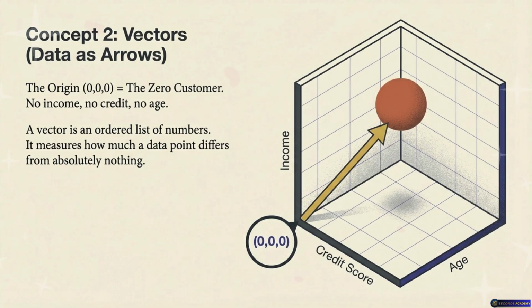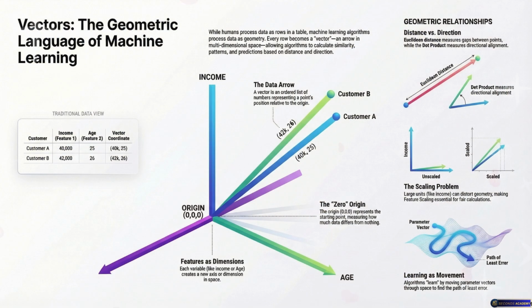Let's analyze that starting position, because anchoring the arrow at 0, 0, 0 seems like a very deliberate choice. What does the corner of the room actually represent in the context of our data? Anchoring it at the origin point carries significant structural meaning. That 0 coordinate represents the 0 customer. The 0 customer. Yeah, it is a theoretical baseline entity possessing absolutely 0 income, a credit score of absolute 0, and an age of 0. It represents a total absence of features, a blank slate.